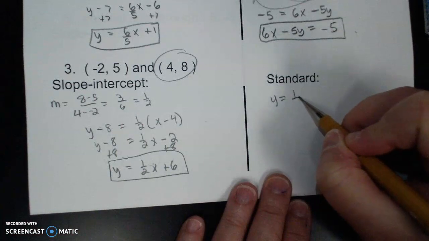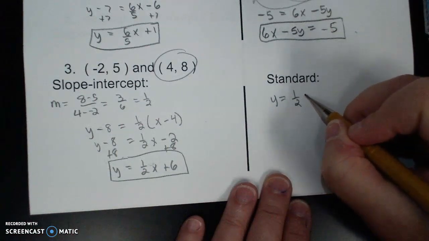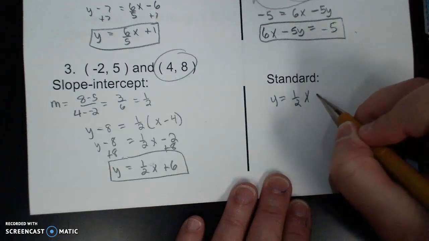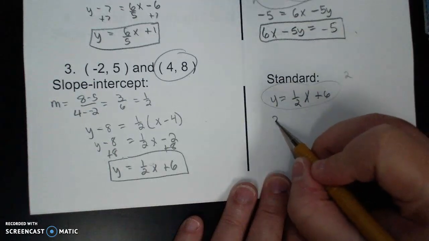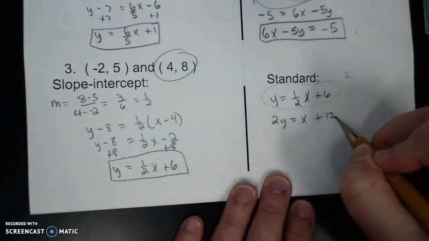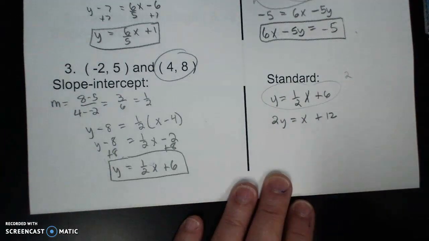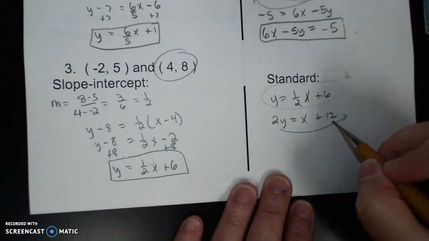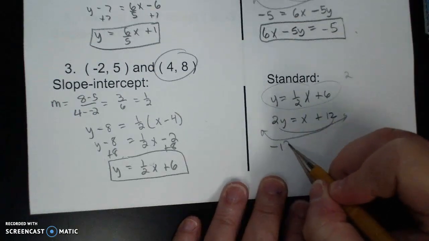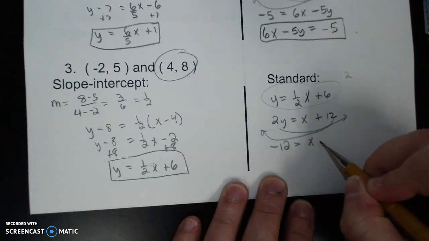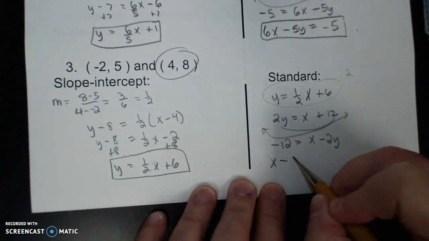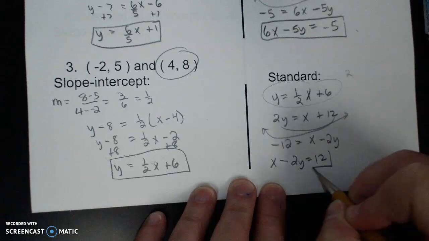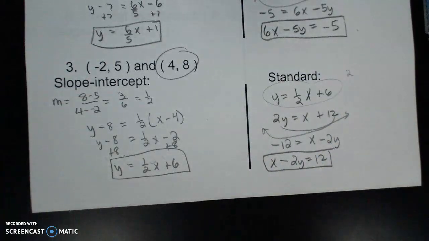Going to start with slope intercept form. Didn't even call it right. I have a fraction. Going to multiply everybody by 2. 2y equals x plus 12. I'm going to pull him here, pull him here. -12 equals x minus 2y. Change him, minus x minus 2y equals 12. There's another page, I'm going to do it in another video.